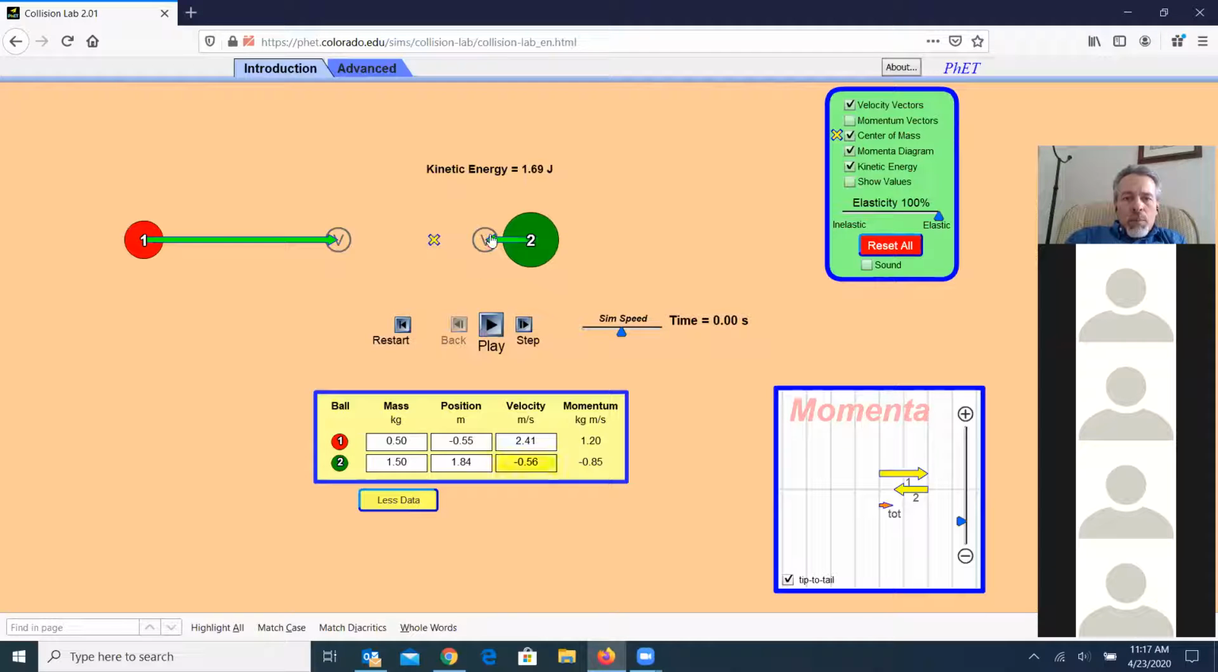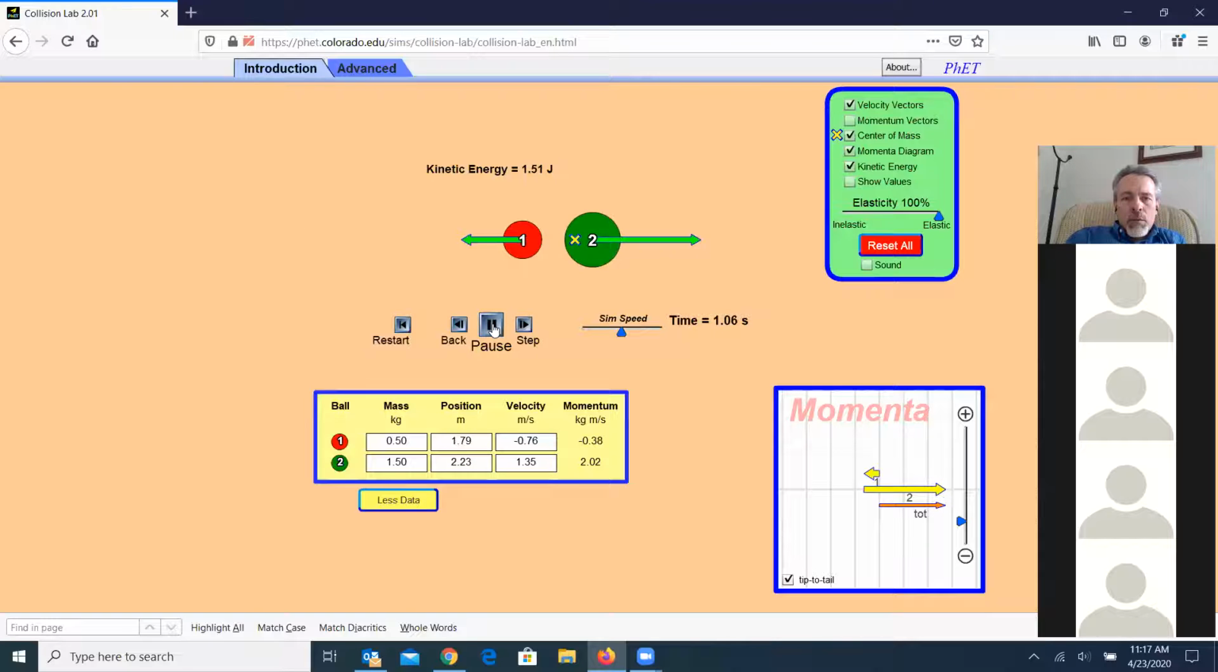Here's another possibility for elastic. Okay, so this one's a harder one. So what do you notice in this case every time they collide? They go in opposite direction. Okay, so they bounce, right? They don't get stuck together. That's one important thing. They don't always have to go in opposite direction, I don't think, do they?